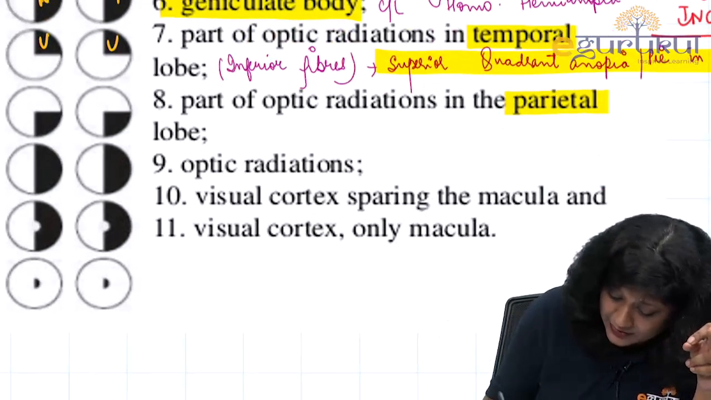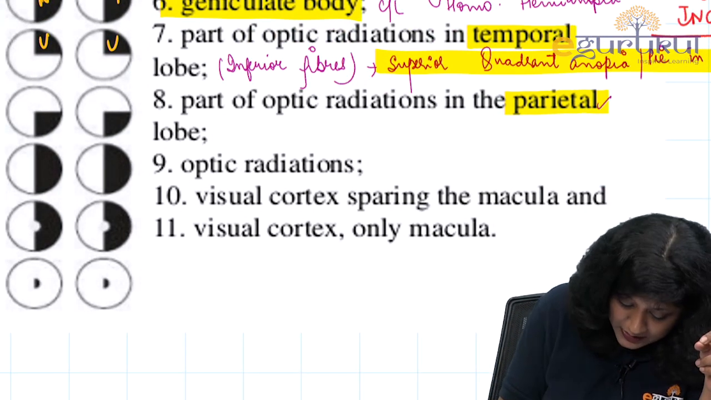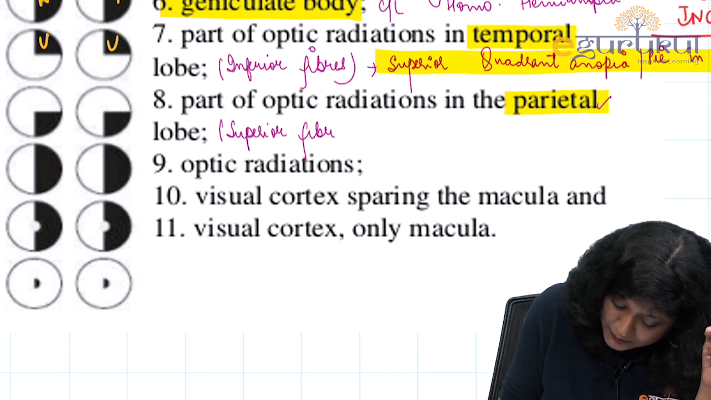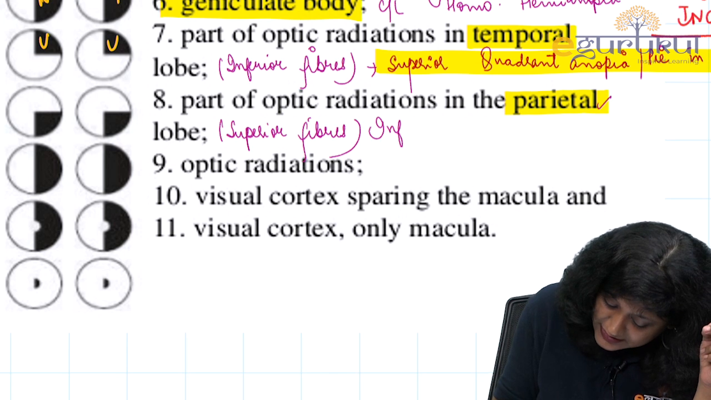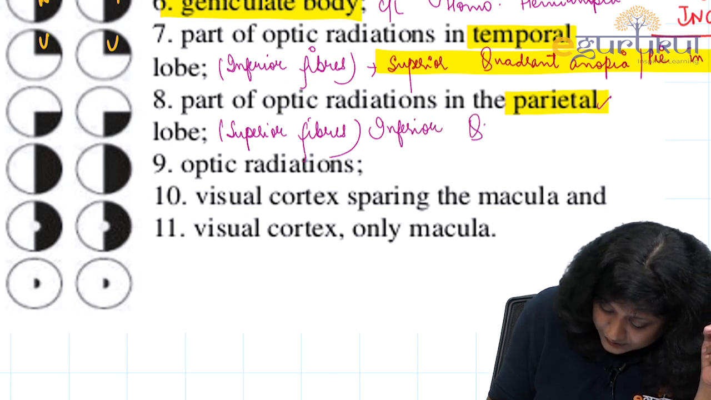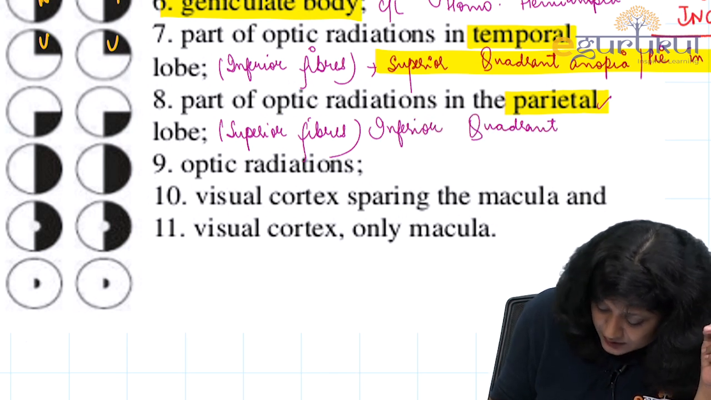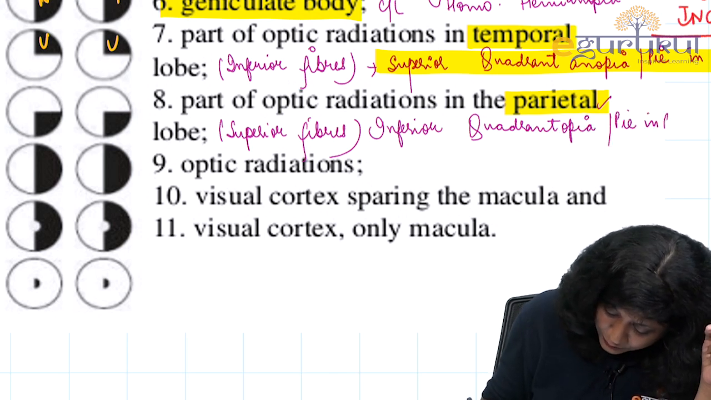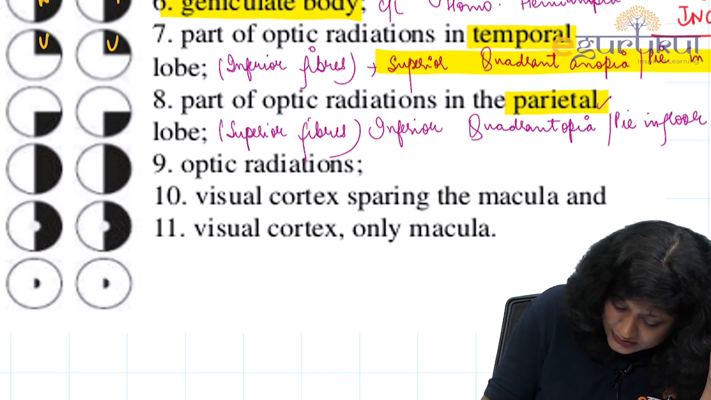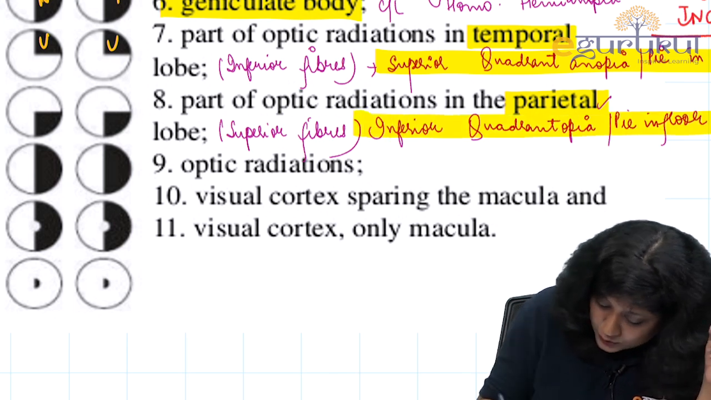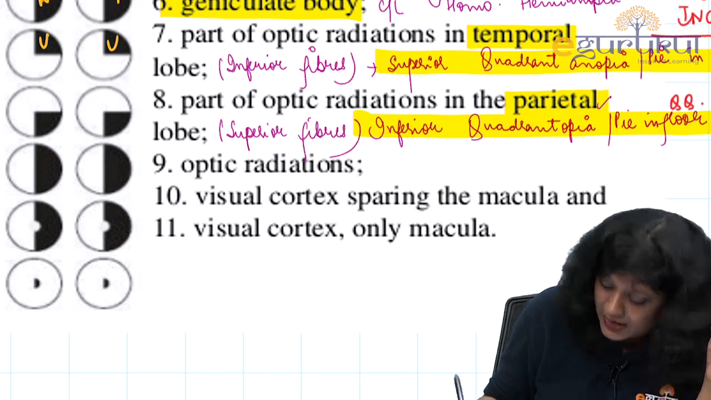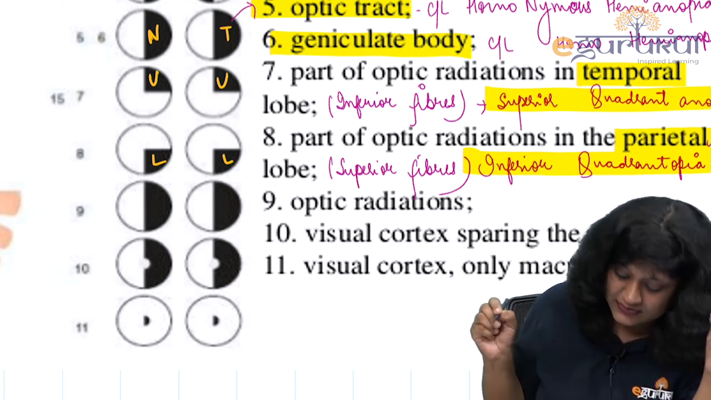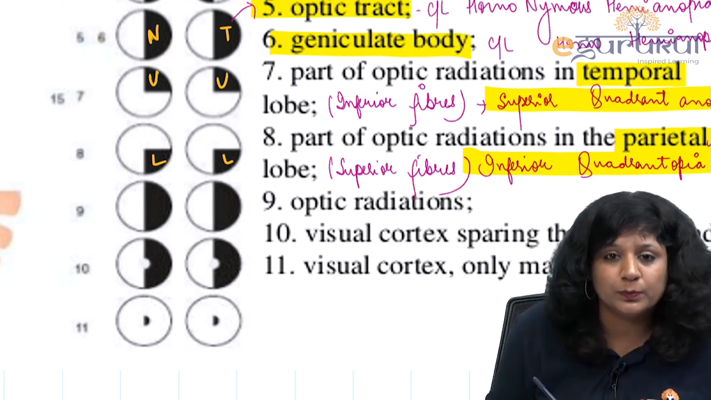On the other hand, if I have a problem in the parietal lobe, then the superior fibers are affected. Because it is the superior fibers, it is the inferior quadrantanopia. This will be called the pie in the floor. So in this pie in the floor appearance, can you see on both sides the lower area is affected. This is your parietal lobe.